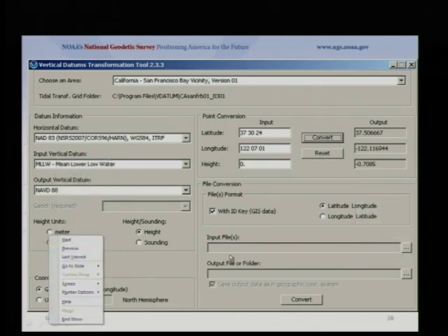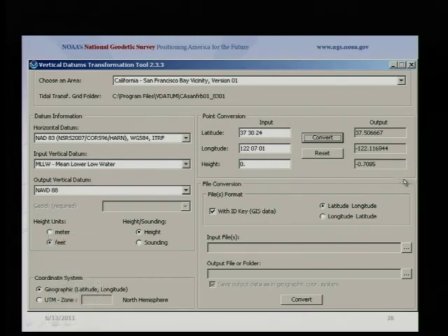I'm not sure why the mouse is doing that, because I'm not touching any of the keys. But I'll try to go back. So it's minus 0.7 feet.